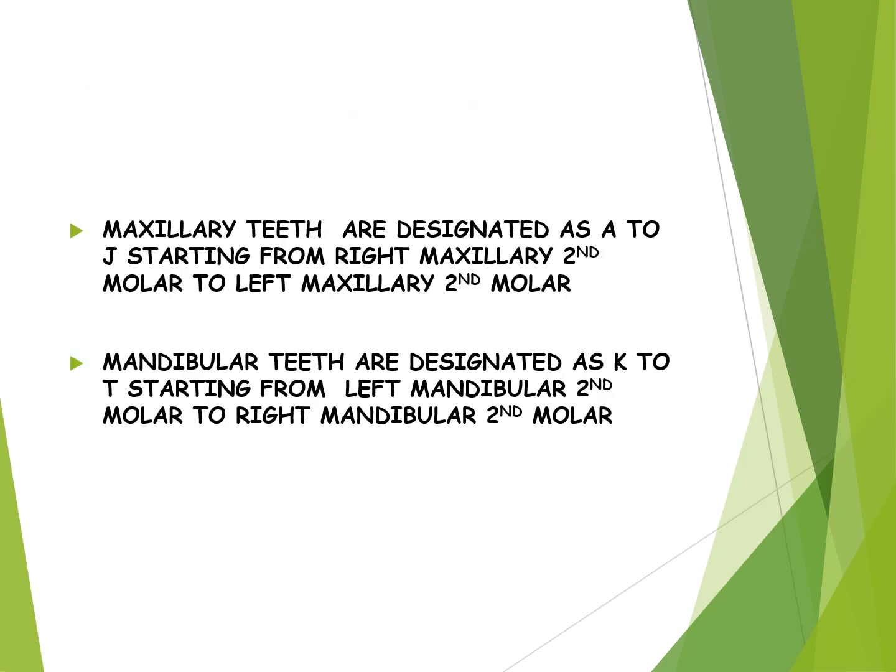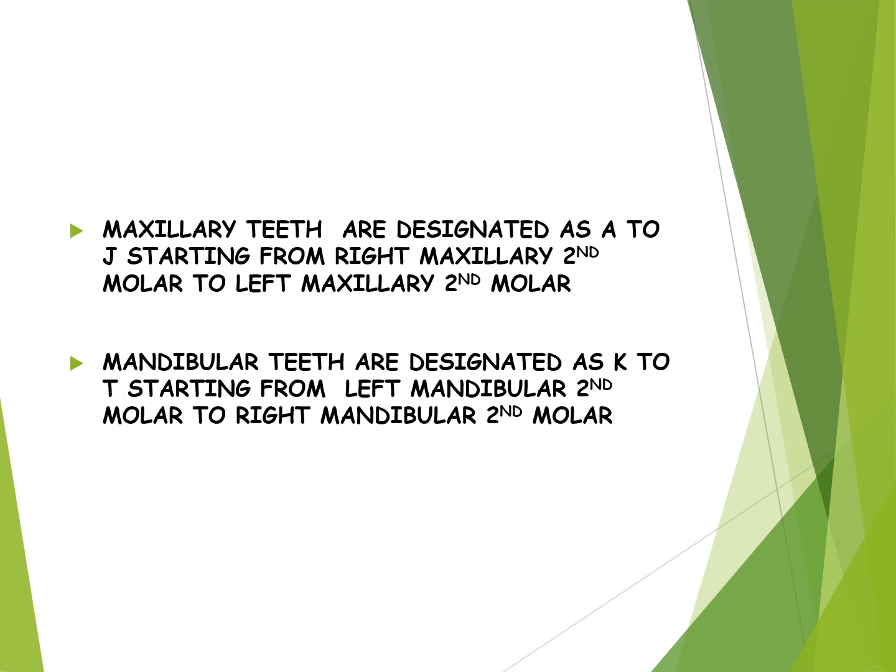So for example, the maxillary teeth are designated as A to J, starting from the right maxillary second molar to the left maxillary second molar. Here also you can see the difference: in Zsigmondy-Palmer, though we use alphabets, A started from the central incisor and proceeded towards the second molar. But here, the first tooth is going to be the right maxillary tooth. You got it? So the right maxillary tooth is designated as A and it continuously proceeds, and J is assigned for the left maxillary second molar.